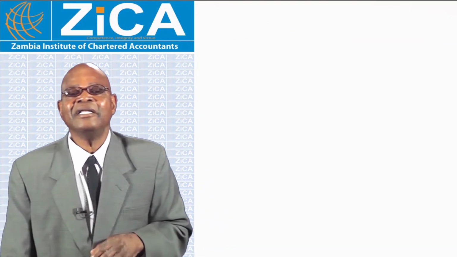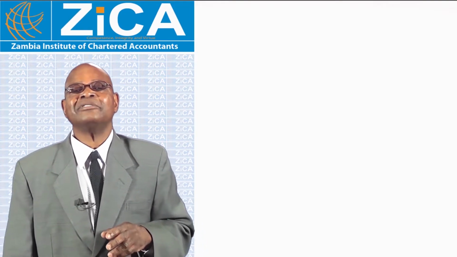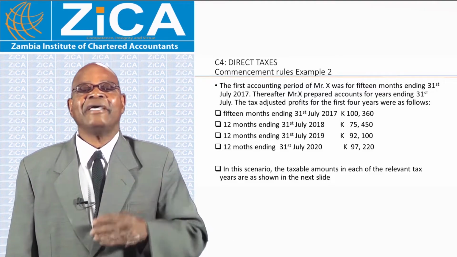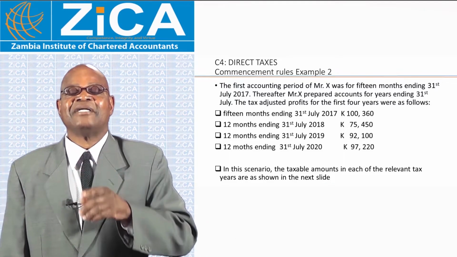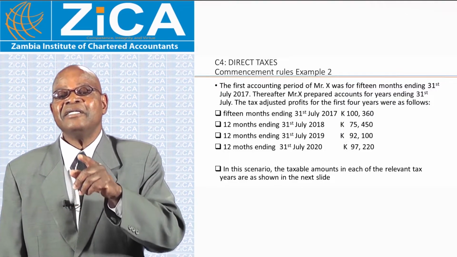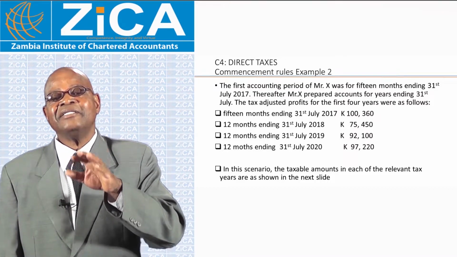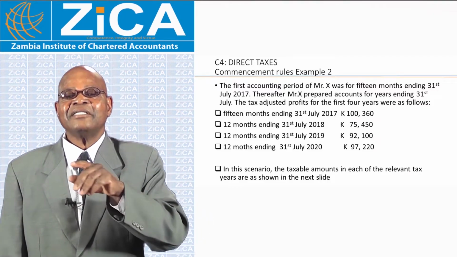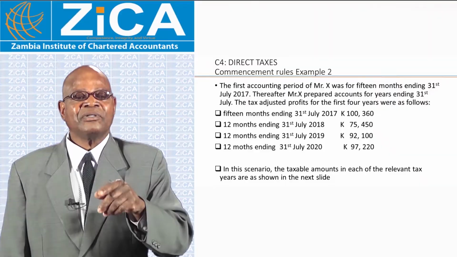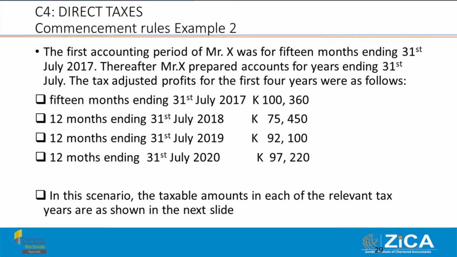Now, this then leads us to another example on the commencement rules. The first accounting period of Mr. X again was, this time around, for 15 months, not 4 months, ending 31st July 2017. Thereafter, Mr. X prepared accounts for years ending 31st July, 12 months, 12 months. The tax-adjusted profits for the first 4 years were as follows. We are given the 15 months there, 100,360, up to 31st July 2017. Then the next 12 months, up to 31st July, 75,450. The next 12 months ending 31st July 2019, 92,100. And then the next 12 months ending 31st July 2020, 97,220.